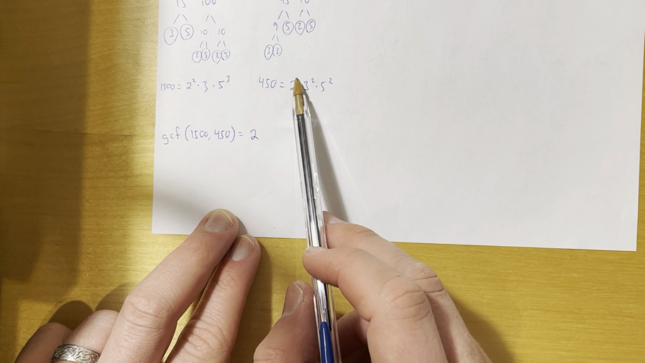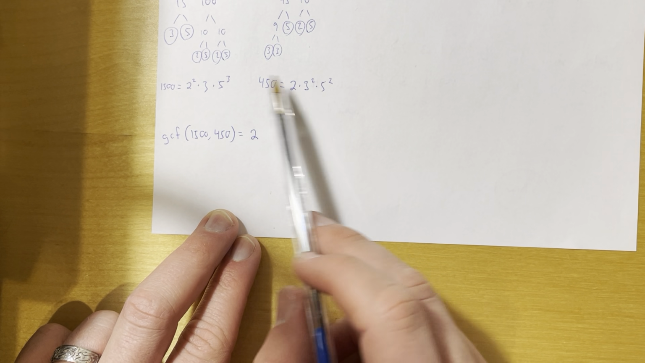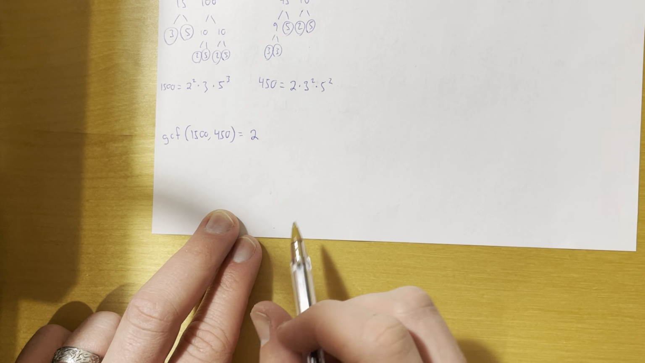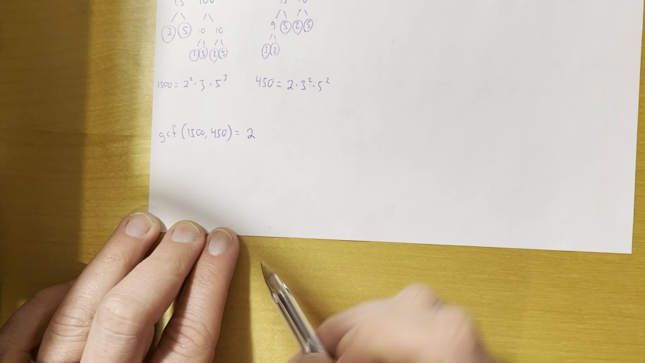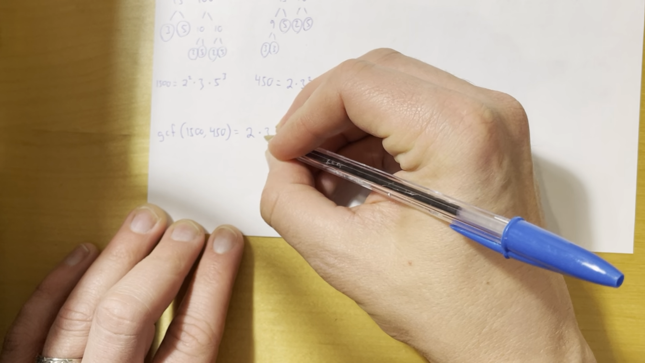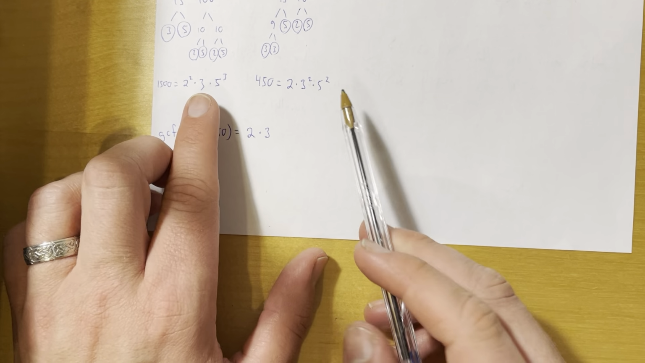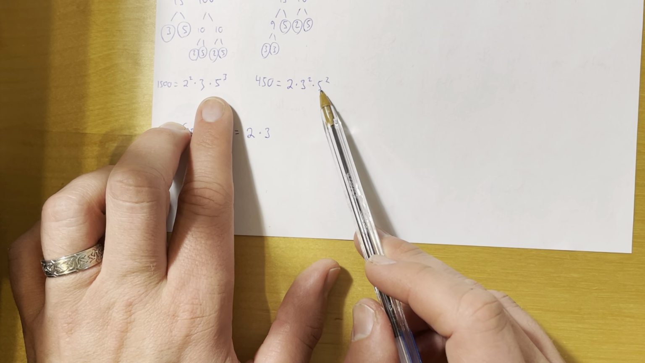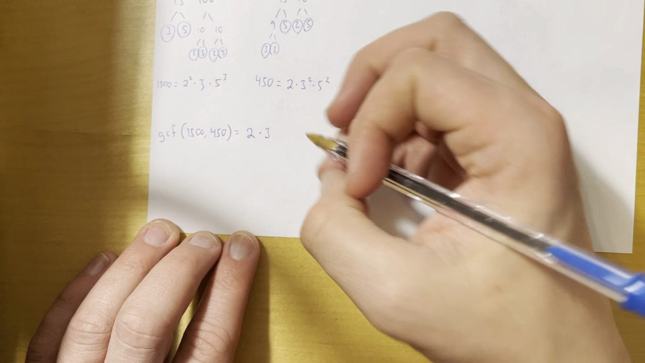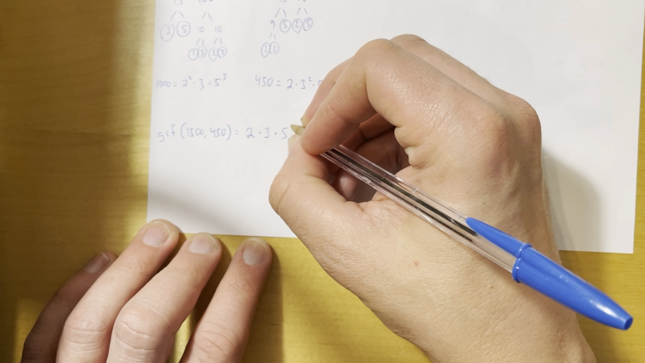We think of this as having an exponent of 1, which is the smallest of those two, so I use that. Next up, I have a 3 and a 3 squared. Well, 3, or 3 to the first power, is the one with the smallest exponent, so I say 2 times 3. Next up, I have a 5 cubed and a 5 squared. Between these two, 5 squared has the smaller exponent, and so I use that.